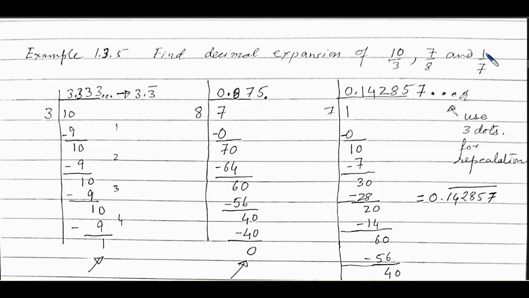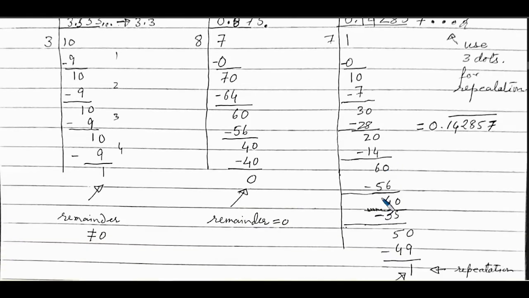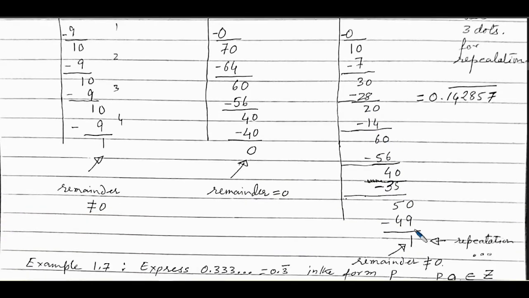Similarly for 1 by 7, I write the dividend here, divisor here. 7 goes 0 times in 1. So 7 times 0 is 0. You subtract, this is 1. Then you add a 0, so you put a decimal point. Now 7 goes in 10 one time. So you keep doing it. You get 7 into 1 is 7, 30. So you keep doing it here till you get a repetition.